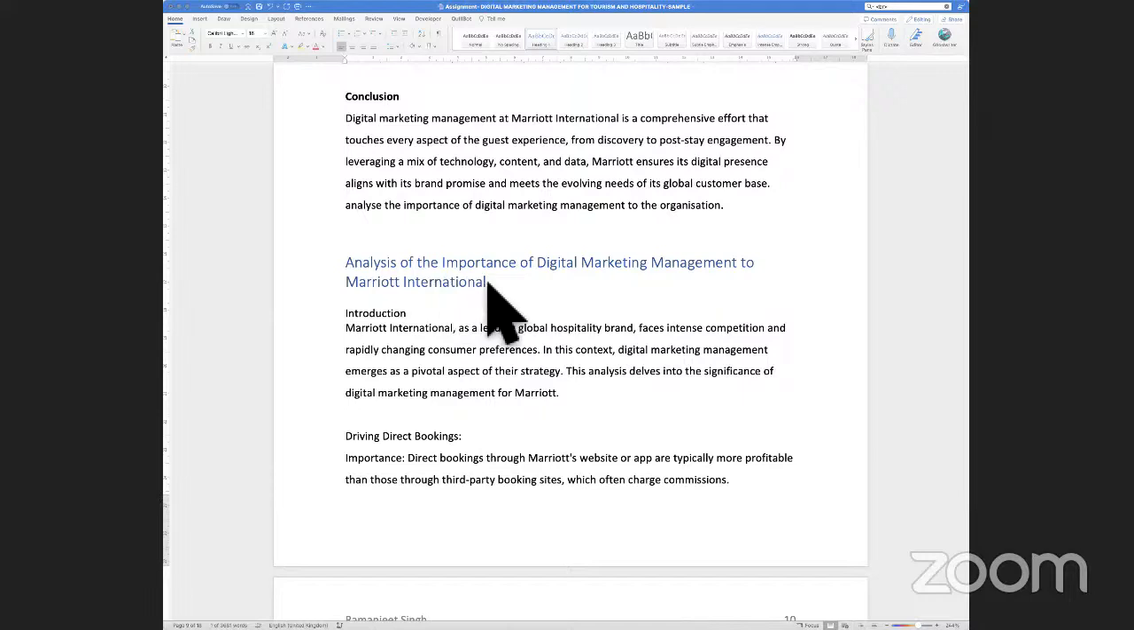So if you understand the meaning of the command verb, this would mean that you understand what the task is asking you to do. Analysis here means you need to identify what factors help Marriott International to do digital marketing and why it is important for the company to use it as a channel to increase business or get more customers. So I start off with a bit of introduction and then go into some of the important factors which are used for driving digital marketing.